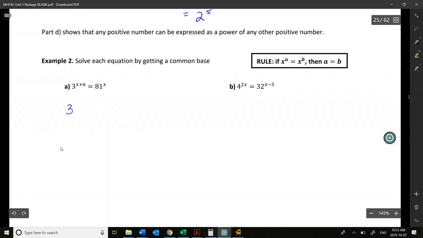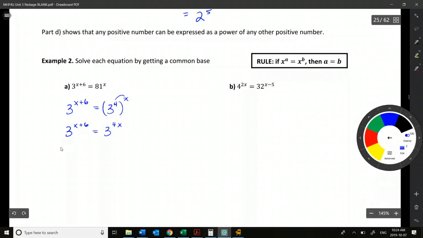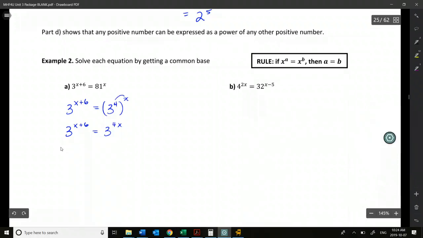So for instance, in this question here, I can express 81 as a base of 3. How do I do that? 3 to what exponent equals 81? Okay, so 3 to the 4, and then I'm going to use power rule here, which says that when I have an exponent of an exponent, I multiply. Okay, now because I'm able here to express these with common bases, 3 to the exponent x plus 6 equals 3 to the exponent 4x.